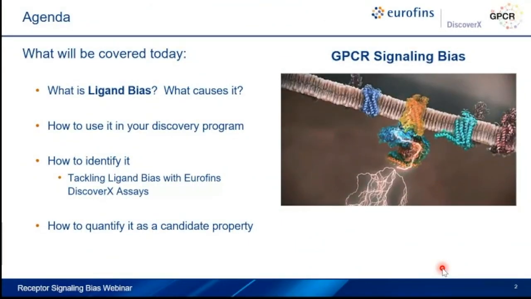And so what we will talk about today, we'll start with defining what we mean by ligand bias and what causes it. And then I'll talk about how to use it in your program, how to know it when you see it. And the whole key here is assays.